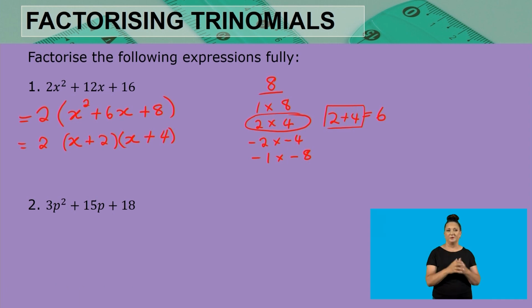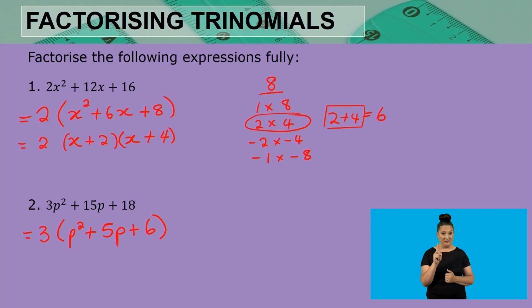So we have 3p squared plus 15p plus 18. That common factor was a 3. So when we take out a common factor 3, we are left with 3, open bracket, p squared plus 5p plus 6. So we look inside the bracket there, that is a trinomial. So we are going to factorize. I'm going to use that other method of expanding that middle term.